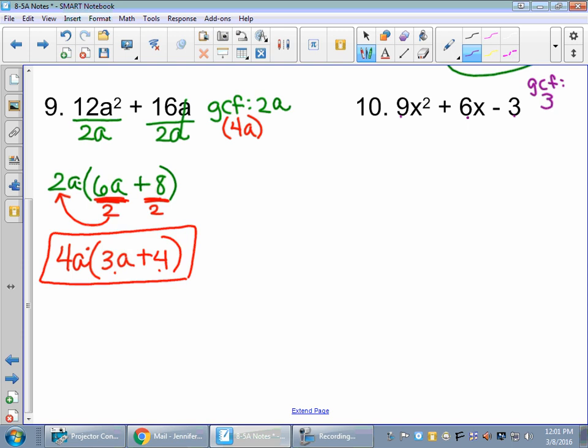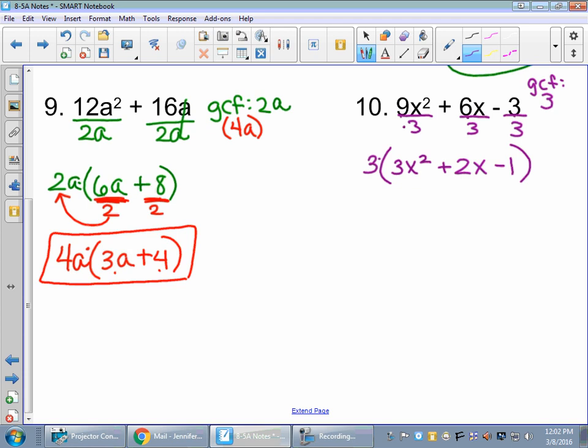3 goes into all of them. And we can't take out an x because 3 doesn't have an x. So that's just it. It's just divide by 3. So we're going to divide all 3 of these by 3. That 3 goes on the outside. 3 times something. 9 divided by 3 is 3x squared. 6 divided by 3 is a positive 2 with the x. And a negative 3 divided by 3 leaves us with a negative 1.